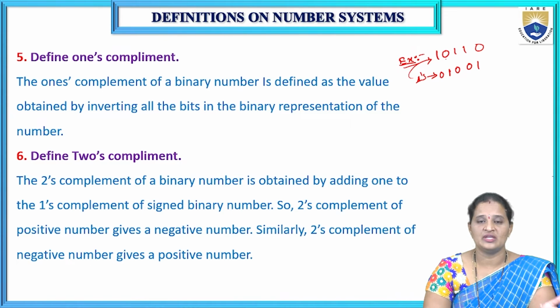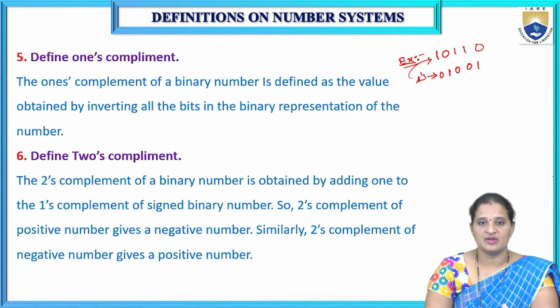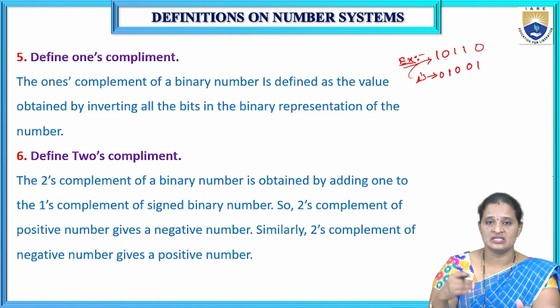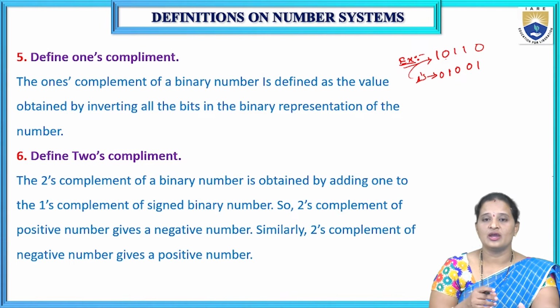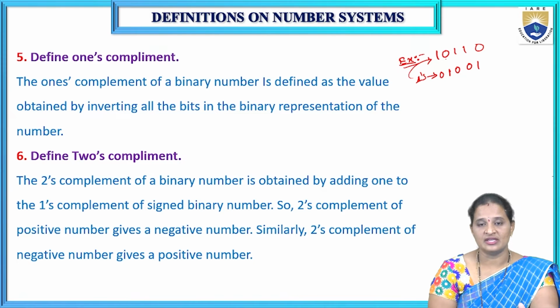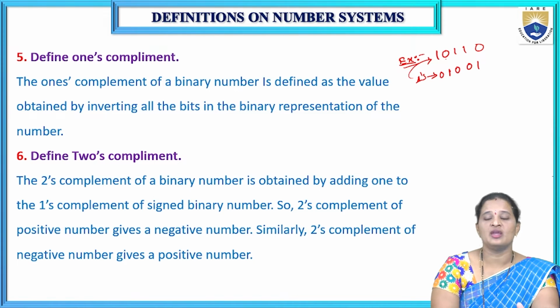Even one's complement means what? It is changing the positive number into a negative number and vice versa. For the two's complement, there is a slight difference. It also gets the negative number for the given positive number. But the difference here is we have to add 1 to the one's complement of the given binary number so that the two's complement can be obtained.